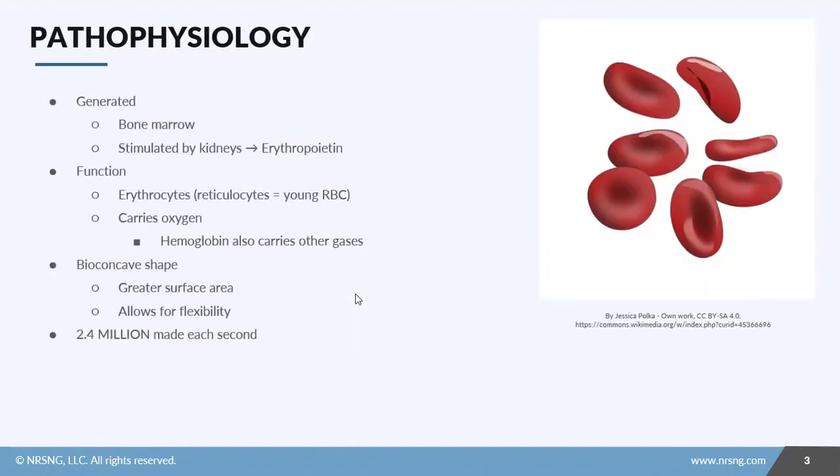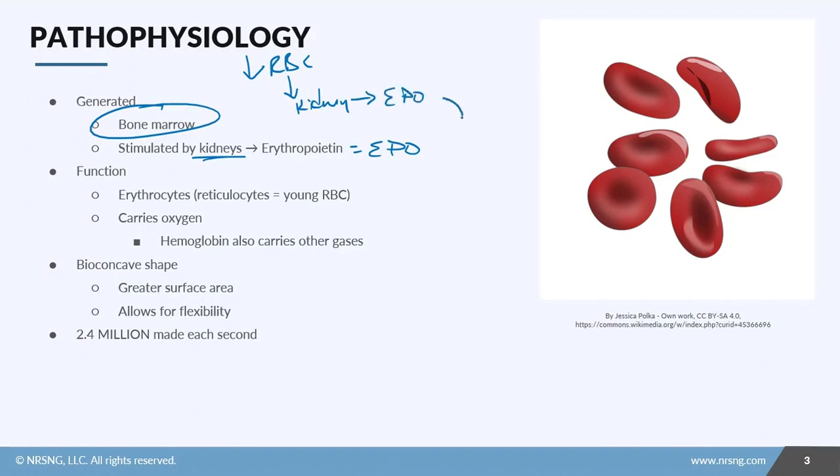So let's talk about the pathophysiology of red blood cells. The first thing you need to remember is that they are generated in the bone marrow. They're stimulated by a hormone from the kidneys called erythropoietin, which we also call EPO. So you have a decrease in red blood cells, and a signal is sent to the kidneys that says, hey, we are low on these guys. The kidneys kick out EPO, which signals down to the bone marrow, and you have an increase in RBC production.